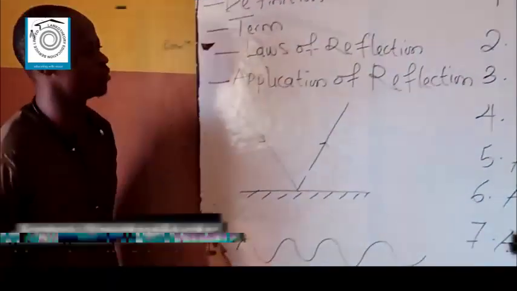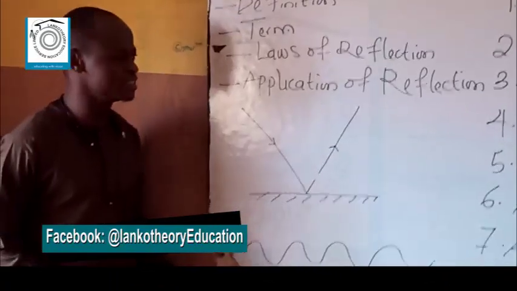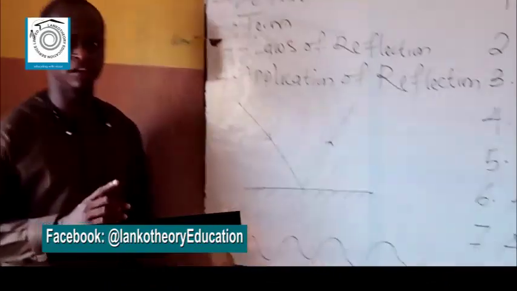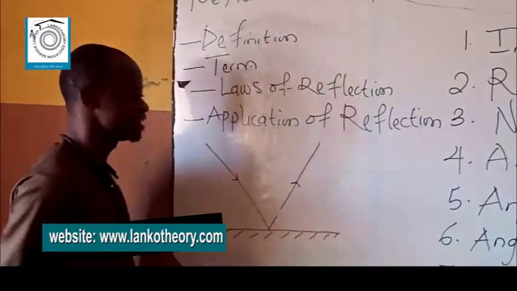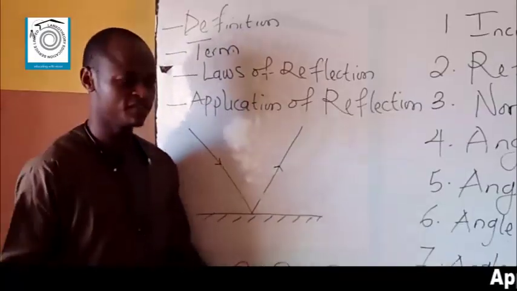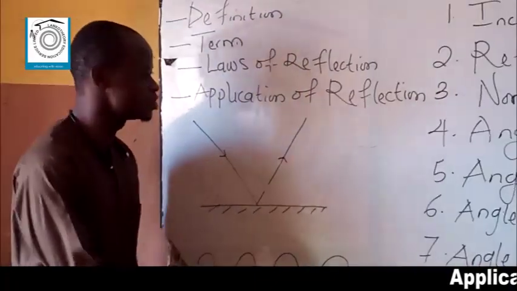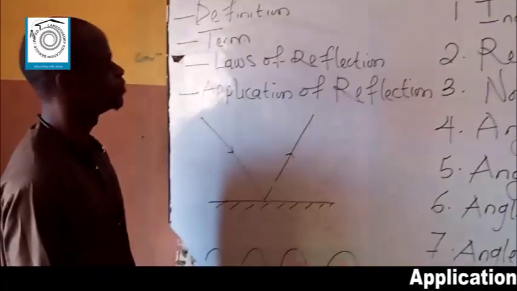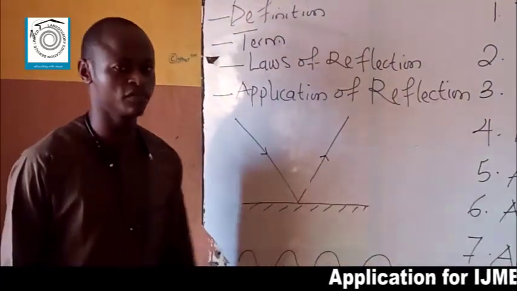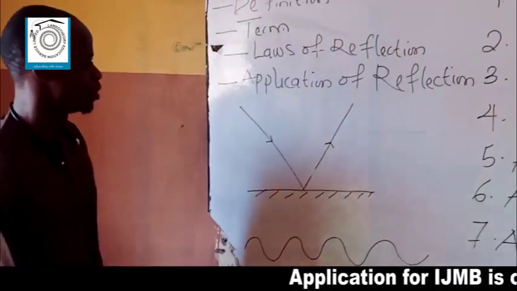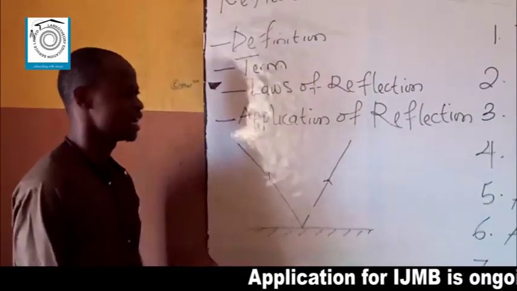Reflection has different kinds of applications, but the main two applications of reflection, mostly used in preparation, are in the production of the kaleidoscope and the periscope. But before I explain that, I would like to consider the diagram as I drew earlier.